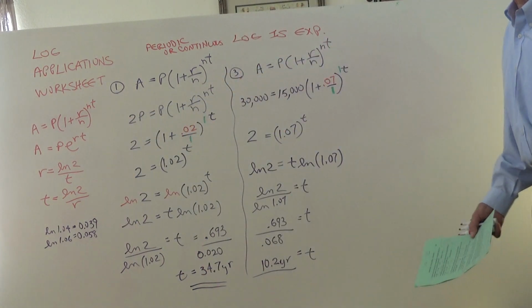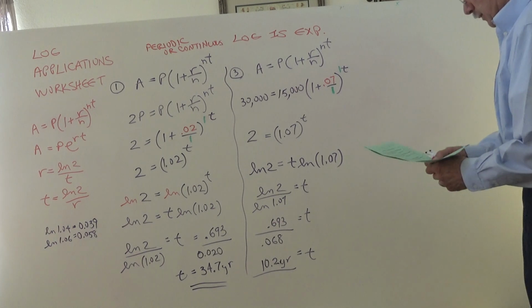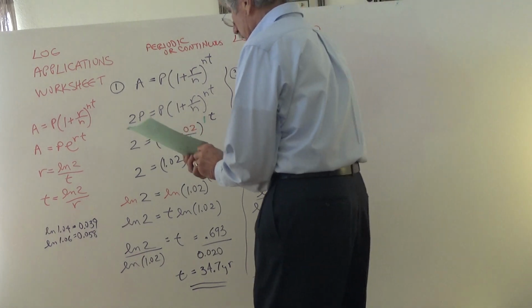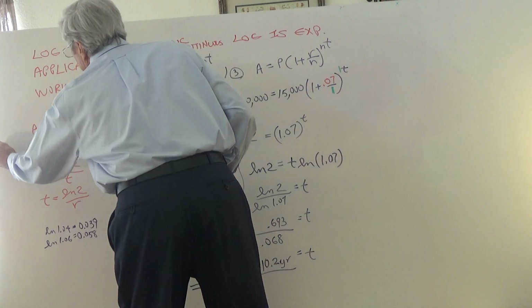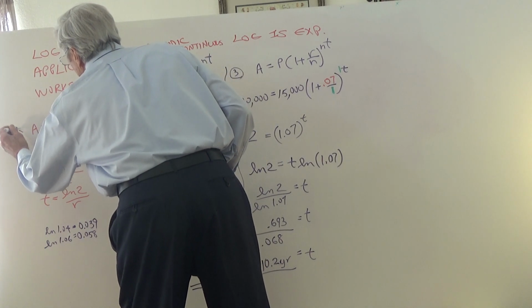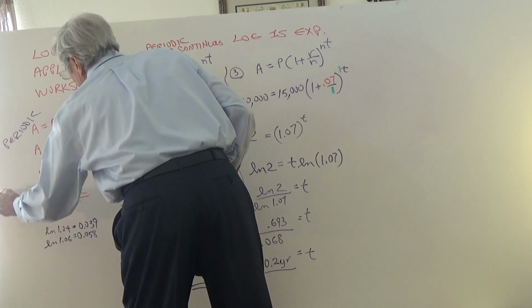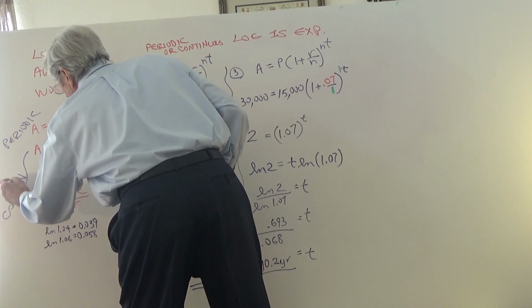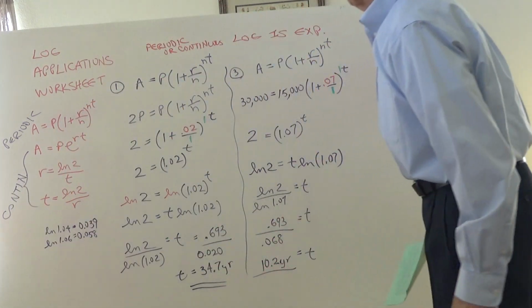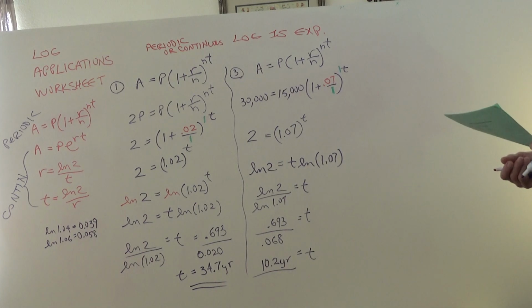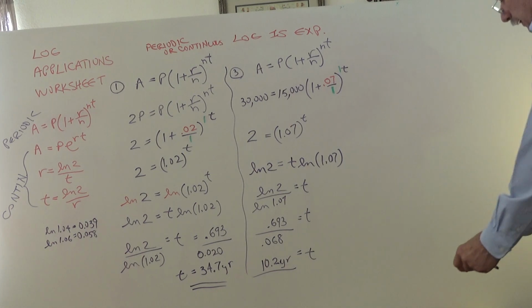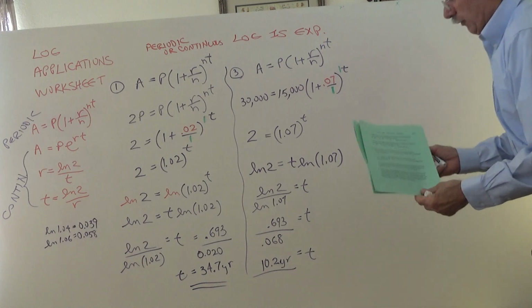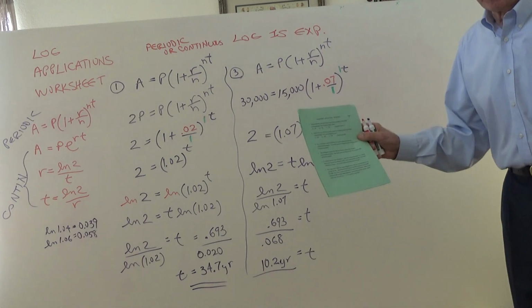Okay, periodic versus continuous. Maybe I'll just do a big P out here for periodic, and continuous. Periodic and continuous.